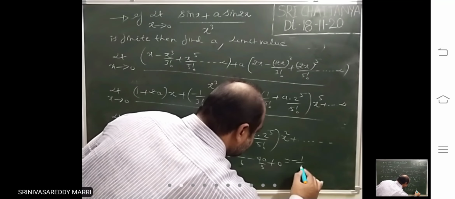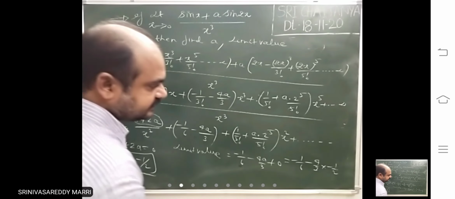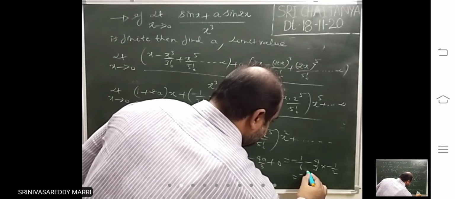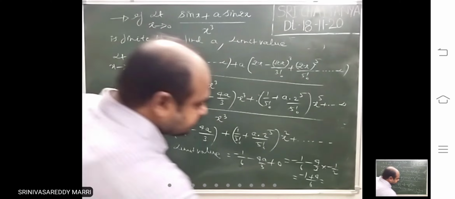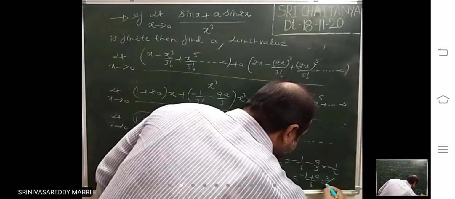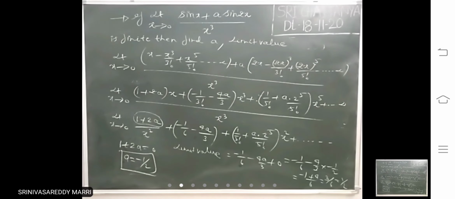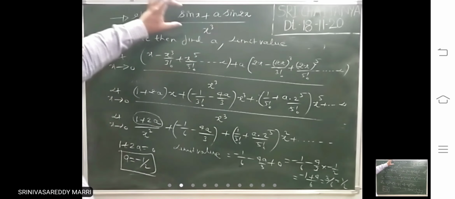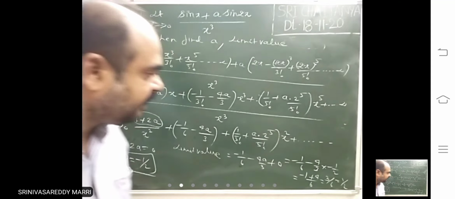Substitute here. You will get minus 1 plus 4 divided by 6. That means 3 by 6, that means 1 by 2. So this is the limit value. That finite limit value will be there. He has not given the limit value. That limit is 1 by 2.